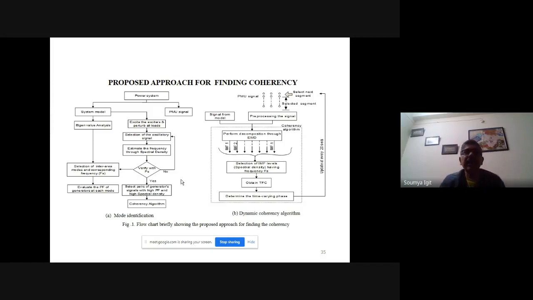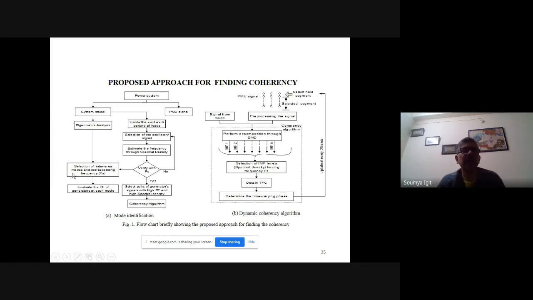So what exactly do you do? Just see here. This is the mode identification and this is the dynamic coherency. Just see a simple difference here. You have the power system. You have the system model. You go for the eigenvalue analysis. Very simple. That is model based, right? If you have a model based approach, you go for the eigenvalue analysis. You go for the sensitivity, participation factor, and the inter-area mode for the frequency.